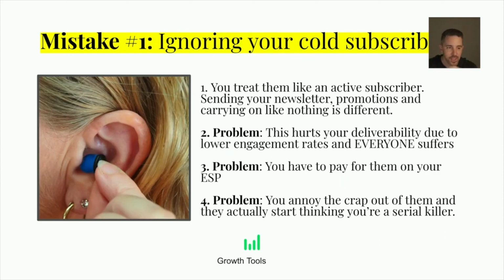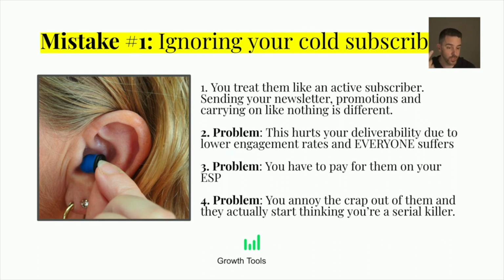Mistake number 1 is ignoring the cold email subscriber. You treat them like an active subscriber. You send them a newsletter at the same cadence. You send them promotions just like you do everybody else. You carry on like they're paying attention to you when they're not. A couple problems happen as a result of you treating your inactive subscribers or your cold subscribers like your active ones.